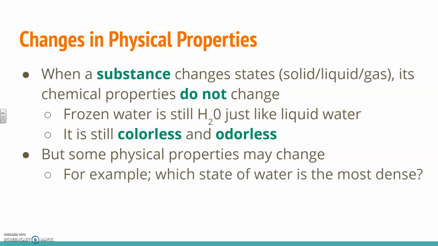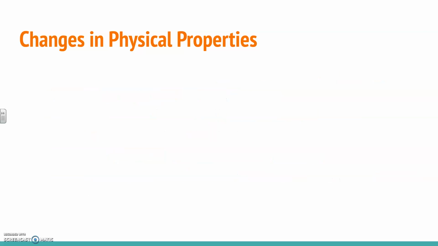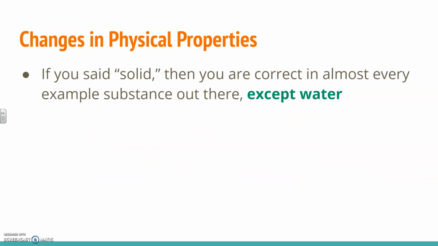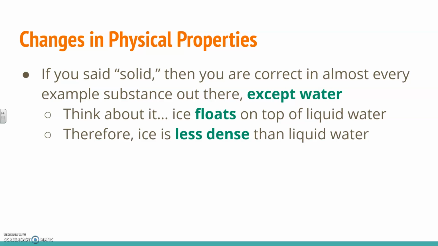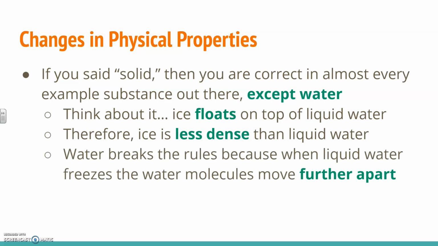So for example, what state of water is the most dense? Solid, liquid, or gas? So you may have said solid, but it's actually liquid. Liquid water is the most dense. Think about it. Ice floats on top of water. So a solid is actually floating on top of liquid water, which is one of the only times this happens. Most other things follow the rule that something that's solid is going to sink.